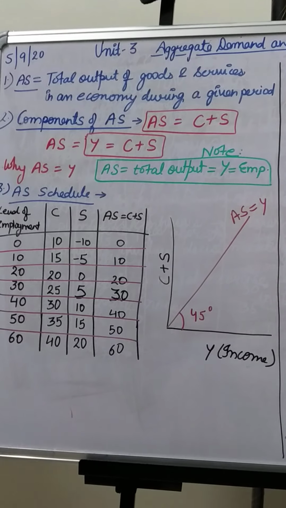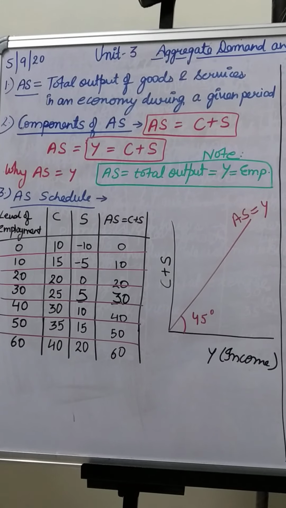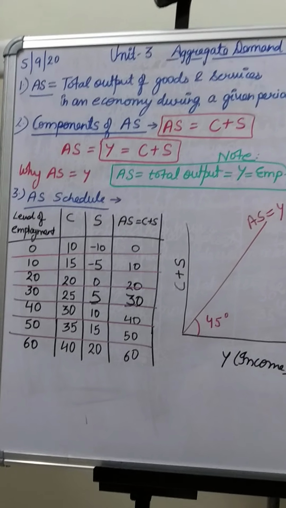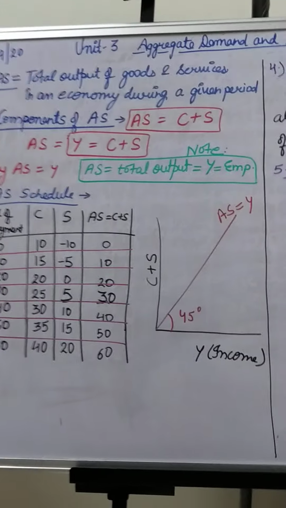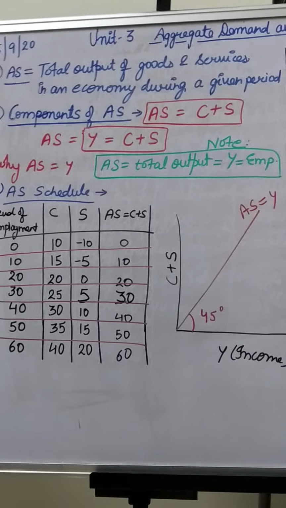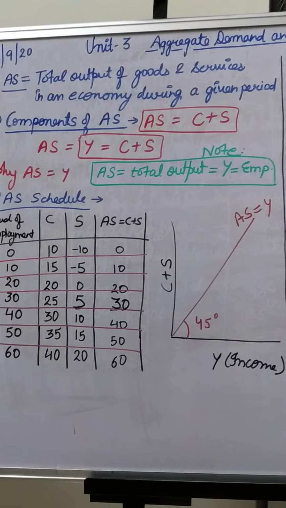Good morning, class. Now let's start Unit 3, first chapter first. In this Unit 3, aggregate demand and aggregate supply. Yesterday I discussed the concept of aggregate demand with you. Now today I will discuss the concept of aggregate supply.